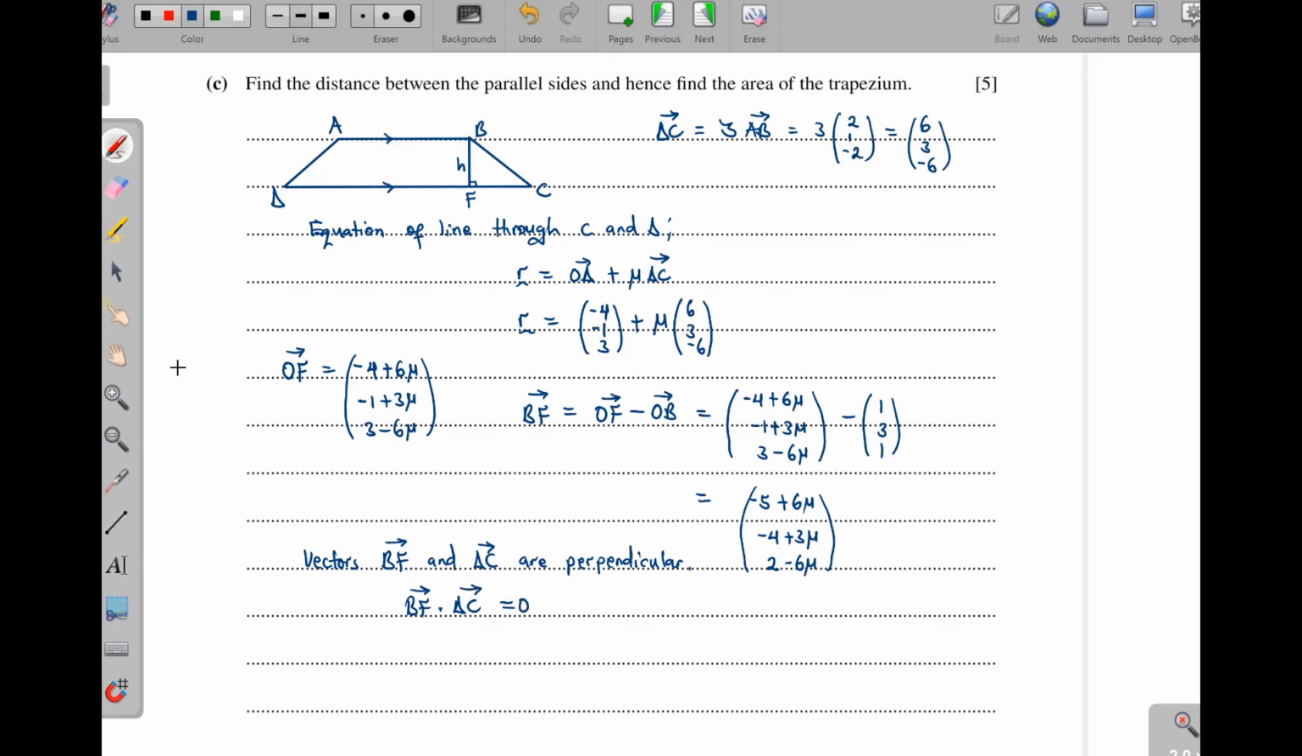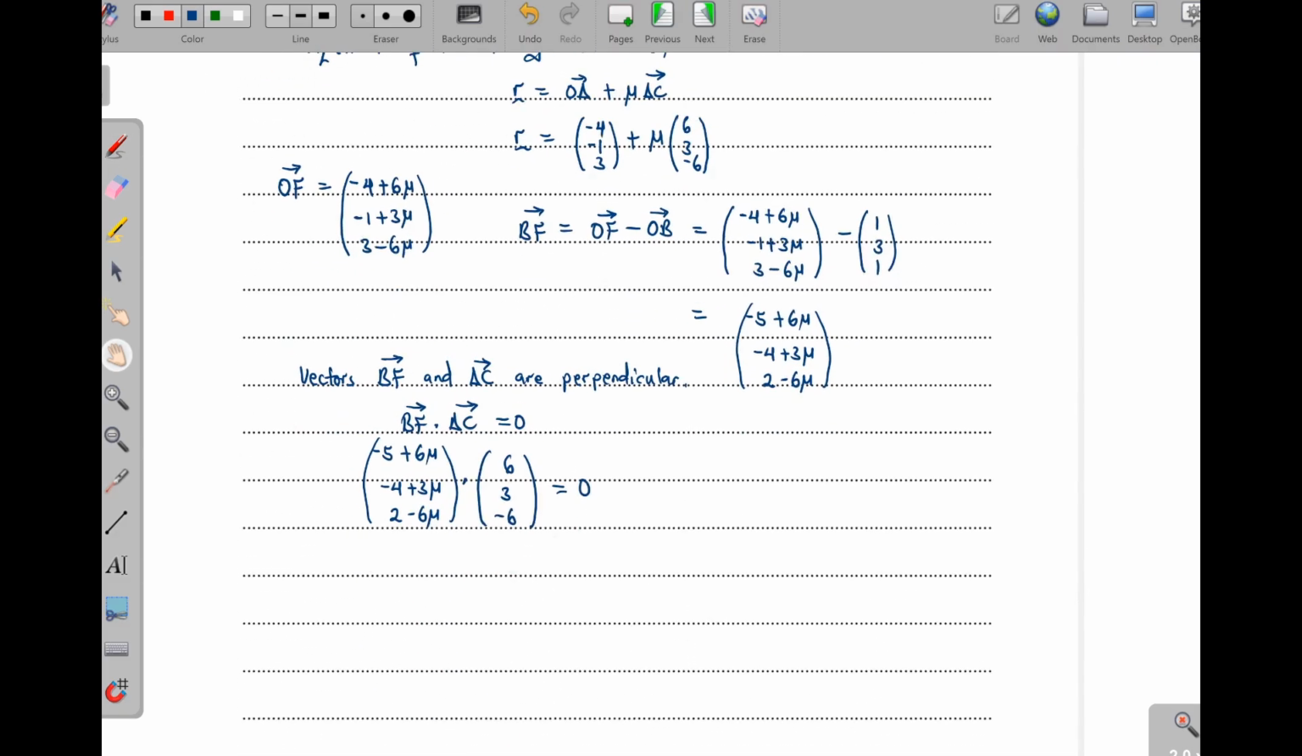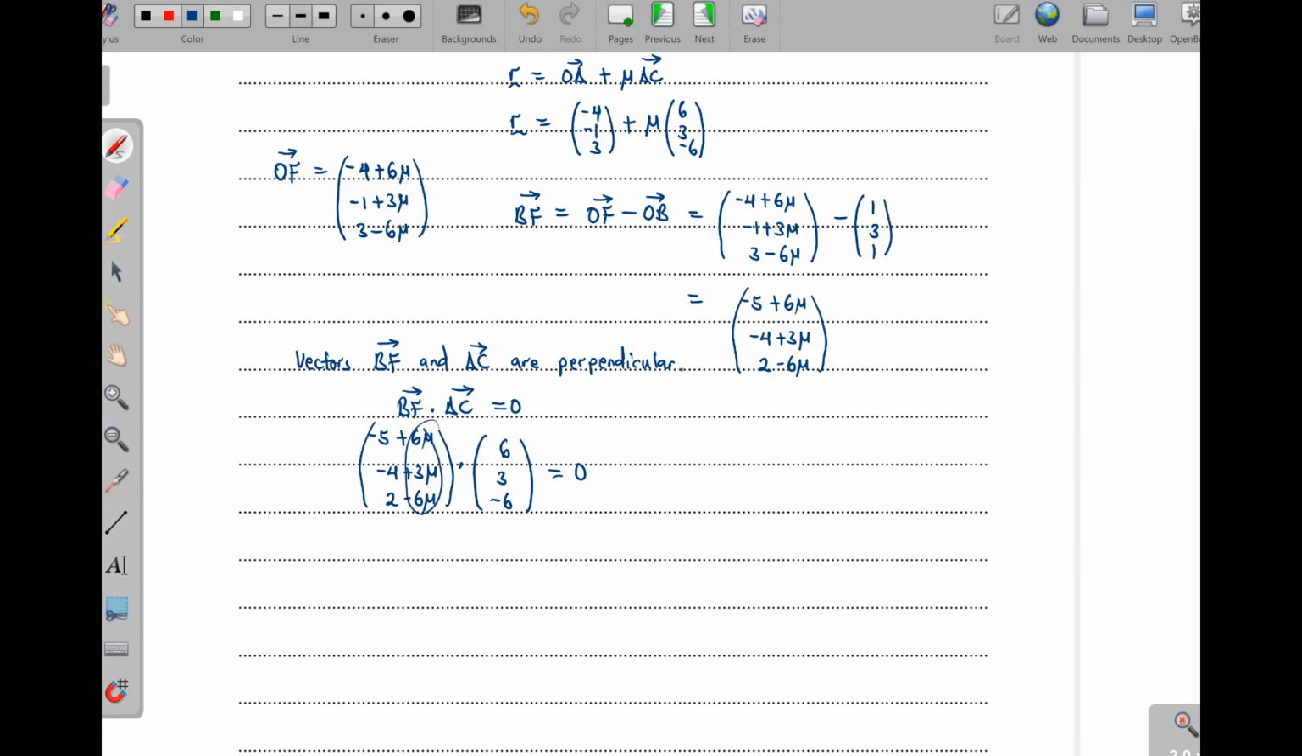Now our BF is this one here. I'm just going to copy it, put it down here. Then we dot it with what is DC? It is here. So that is 6, 3, negative 6. Then this one is equal to 0. So this one will help us to find the value of mu such that we can get the position vector of F, the foot of the perpendicular.